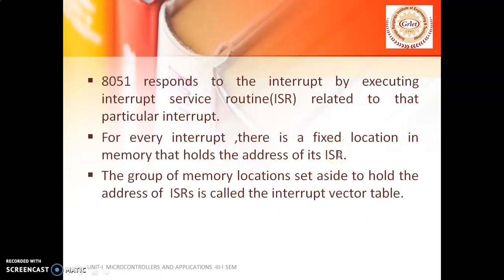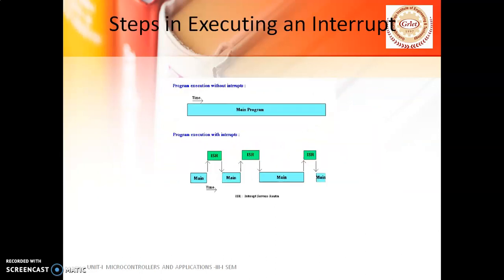Like we have so many devices. Whenever any device needs microcontroller services, it has to get the address of that particular interrupted device. All the addresses of those interrupted devices are stored in the interrupt vector table. The group of memory locations set aside to hold the address of ISRs is called an interrupt vector table. It holds all the starting addresses of the interrupted devices.